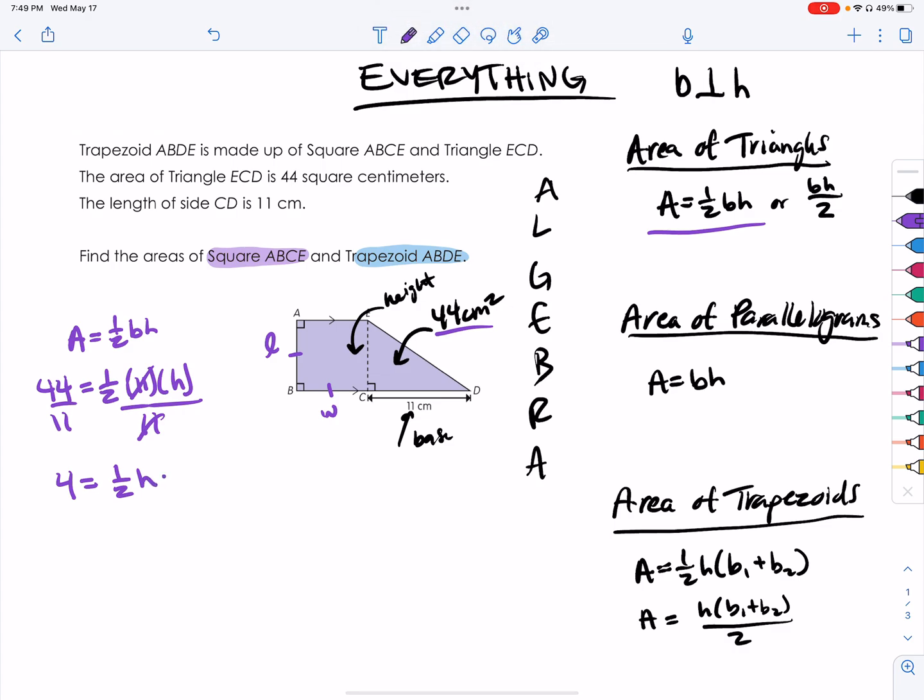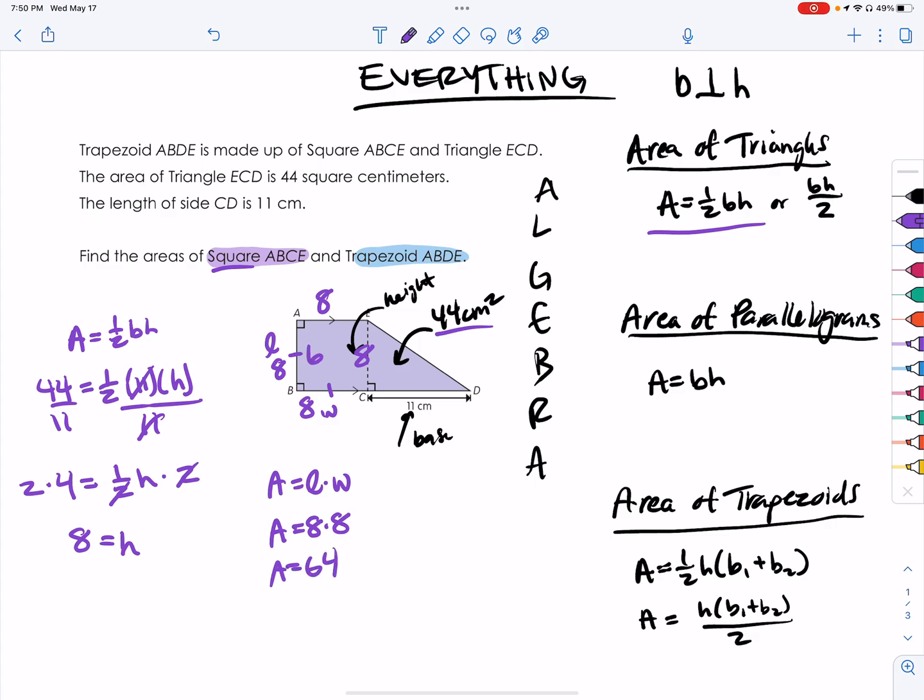Now, 1/2 of h, if I want to undo that 1/2, I can multiply it by 2, because 1/2 will simplify it down to 1, and we'll be just left with h equals 8. So that must mean our height is equal to 8. But since ABCE is a square, we know that all the sides are 8. And so our area for a square is length times width, or length squared. So our area is 8 times 8, which is 64.